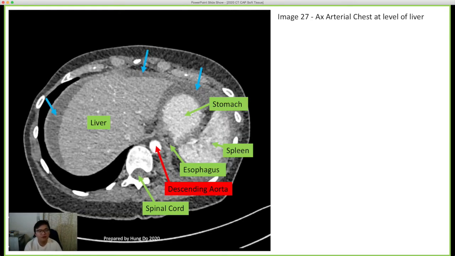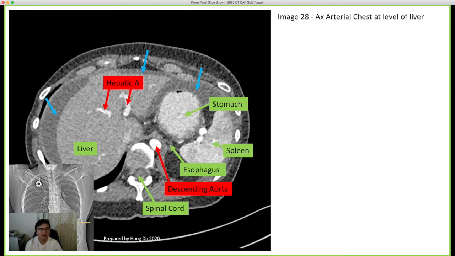Alright, moving further down, the liver there, the stomach and the spleen again. The blue arrows point to ascites. Ascites is a buildup of abdominal fluid. So in the abdomen we call it ascites. In the chest we call it a pleural effusion.